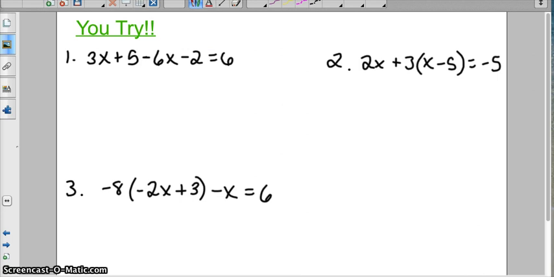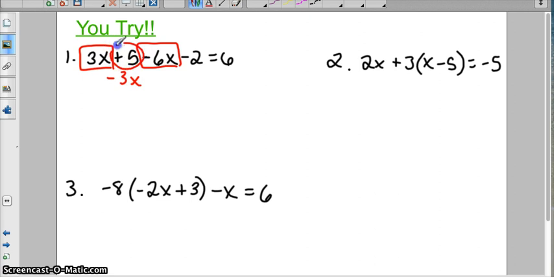Alright, go ahead and pause the video and try these 3 examples. Alright, so this first example is kind of like the very first one we did. We're not distributing at all, so we're going to combine like terms. So 3x and negative 6x. So we have 3x minus 6x, which is negative 3x.